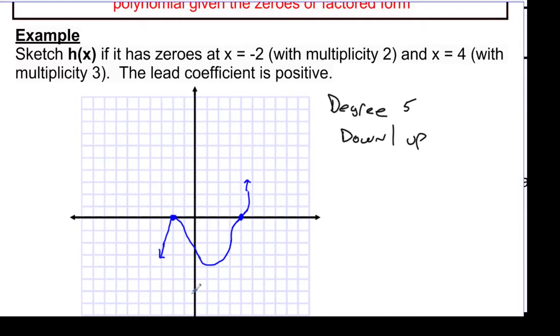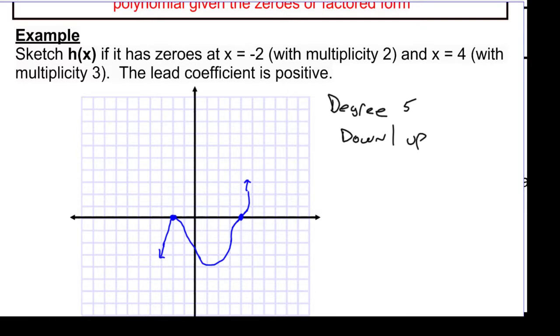It's got a multiplicity of 2, so it's got a quadratic, parabola behavior at -2, and it's got a multiplicity of 3, which means it acts like a cubic when we get to x equals 4. So this would be a rough sketch of what it looks like. Obviously, we don't know, for example, how low this turn is. It could be way down here. We don't know where this crosses the y-axis yet. It could go way down here before it comes back up. But we know at the zeros that it should be acting like a parabola and like a cubic function.